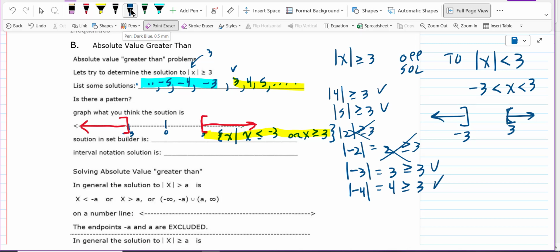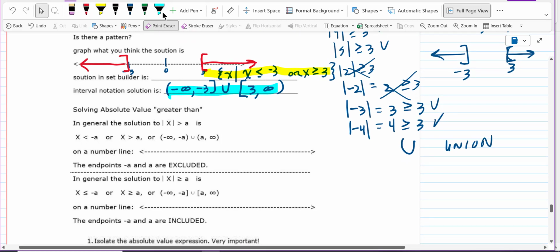The interval notation solution, you have to write it this way. There's 2 solutions, really. So one of the solutions is below negative 3, including negative 3. So your interval is negative infinity to negative 3. Your other solution is 3 and bigger, so that would be 3 to infinity. And what you do is you put this symbol U, which stands for union. It just means you are uniting 2 different solutions. So that would be written like that. So that's the basic idea of how you do an absolute value greater than problem.